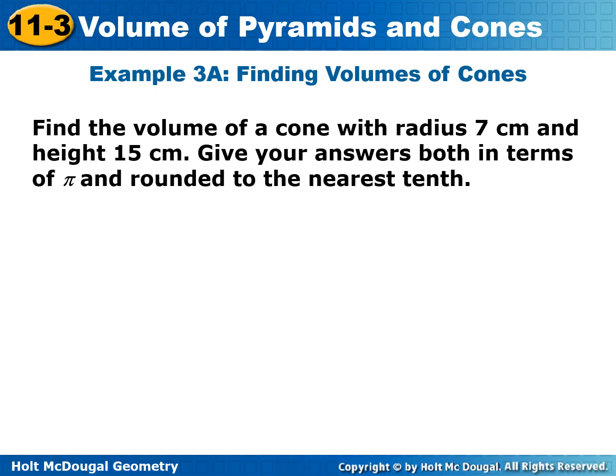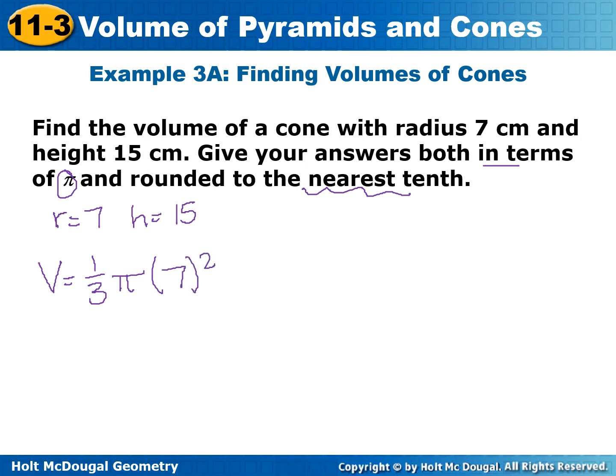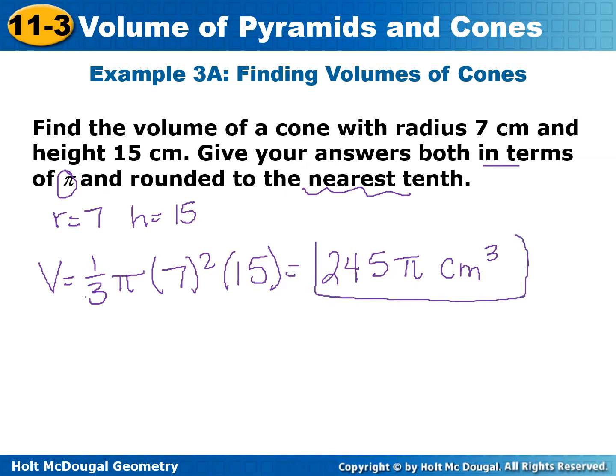So let's find the volume of a cone. This one has a radius of 7 and a height of 15. We're going to give it in terms of pi and then round it to the nearest tenth. So our volume is going to be 1/3 pi times r squared times the height. Now 1/3 times 7 squared times 15 is going to give us 245 pi centimeters cubed. So that's in terms of pi.